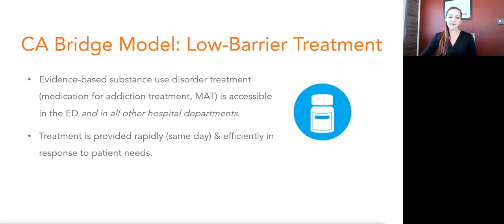So we really want evidence-based treatment to be accessible to patients in the ED and all other hospital departments. And the goal is for that treatment to be provided rapidly and efficiently in response to our patient needs. When you think about a patient in maybe a hypertensive crisis who checks into the ED, of course, we want to provide treatment rapidly and efficiently in response to their needs, right? We don't send them to their primary care or to a clinic or something else. We respond to that right away. And that's the same approach that we take with opioid use disorder.